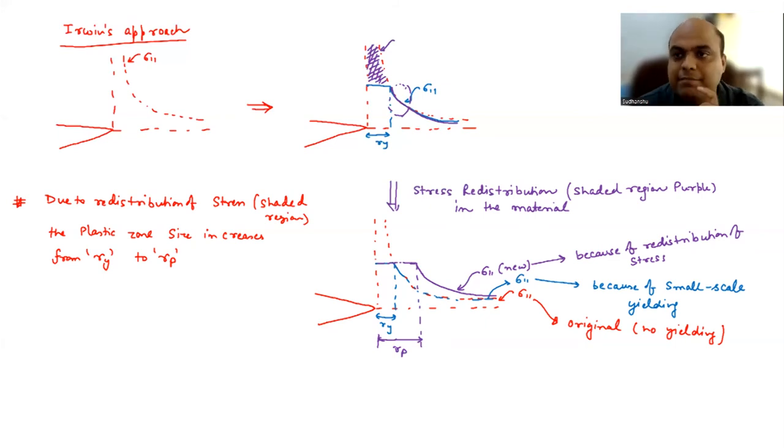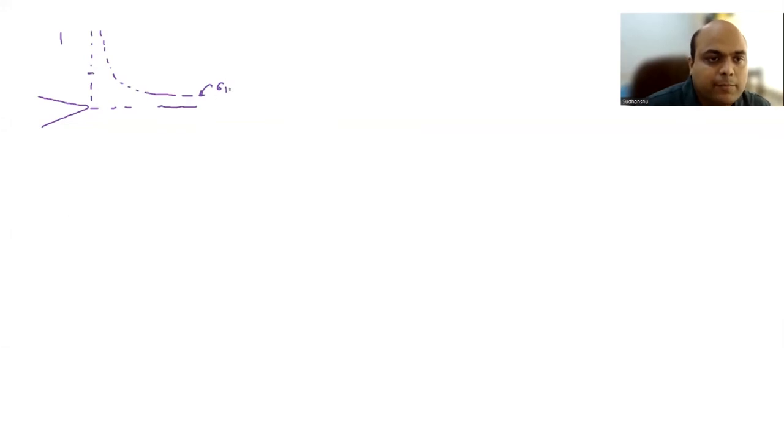Okay, and again, remember in plane strain condition, since the redistribution is going to be smaller, RP is also going to be smaller. Let me show you that by schematic. So what I mean now, the stress distribution is sigma 11, and say sigma y is here.